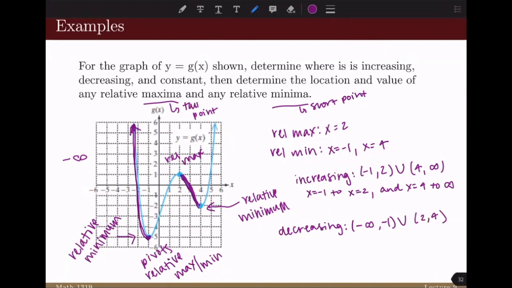And again, these are x values. So from -infinity to when x is -1, and when x is 2 to when x is 4, our function is decreasing. Is how you would write that.